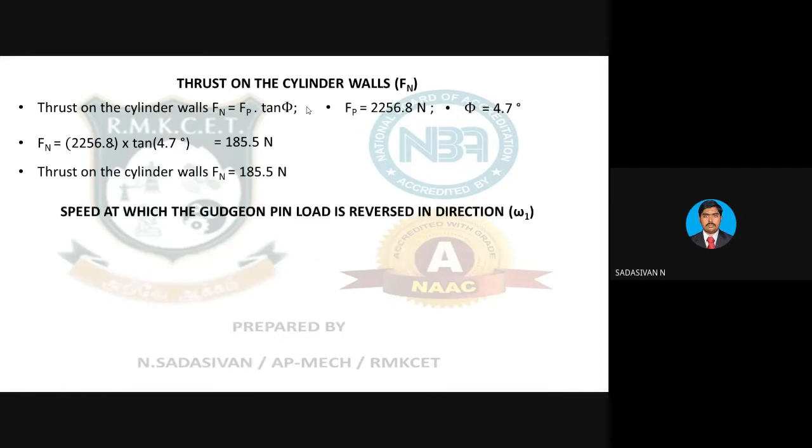The last question, speed at which gudgeon pin load is reversed in direction. This we have seen already in yesterday's problem. I'll explain to you once again. So what is the formula for FP? FL minus FI plus WR. Speed at which gudgeon pin load is reversed.